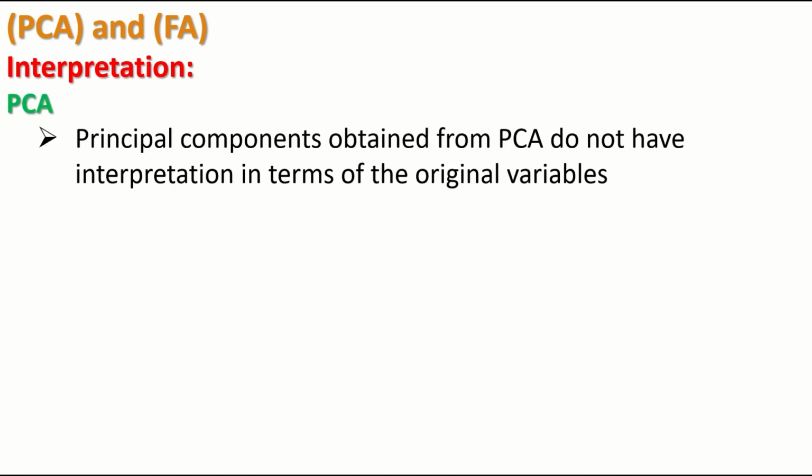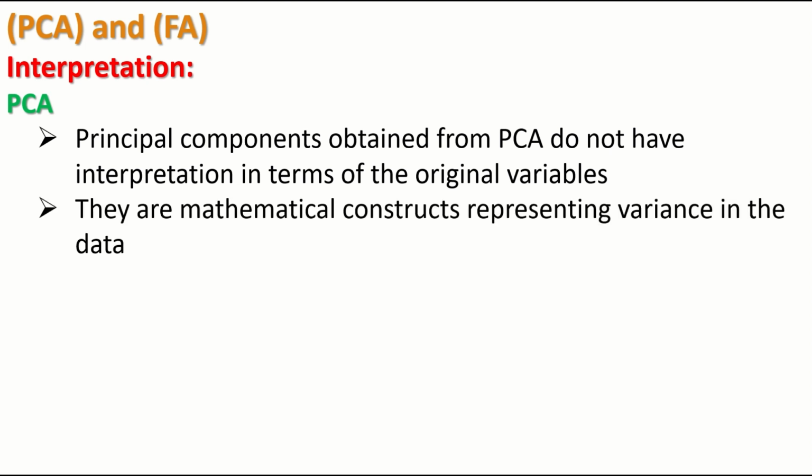In terms of interpretation, in PCA, the principal component or components obtained from the analysis do not have an interpretation in terms of the original variables. They are mathematical constructs. So these components are mathematical constructs representing variance in the data.